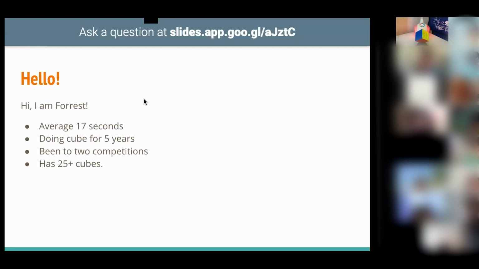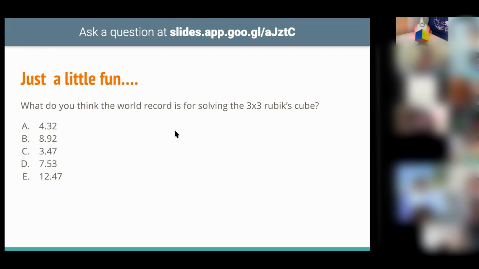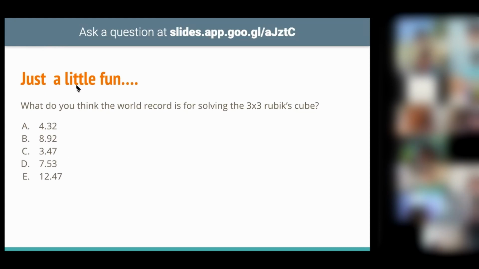So let's just get started with a little bit of fun. All right, so right now, I'm seeing a lot of people say 3.47 seconds, and that is actually correct. 3.47 seconds is the current world record for the 3x3 Rubik's Cube.